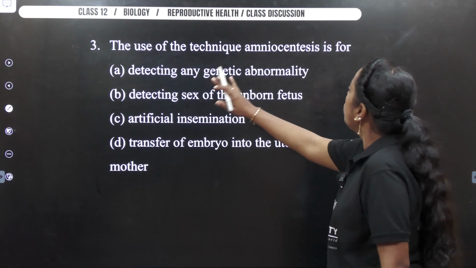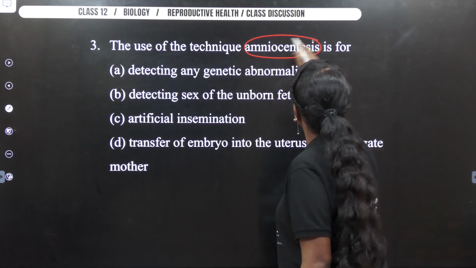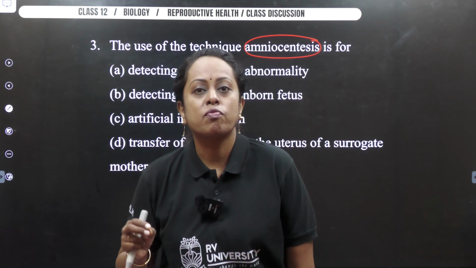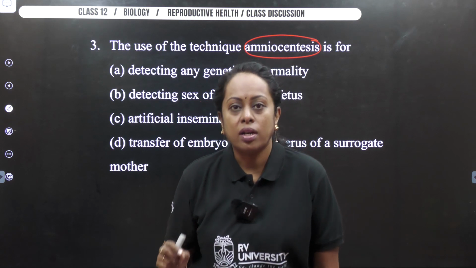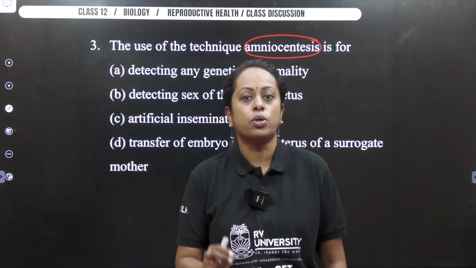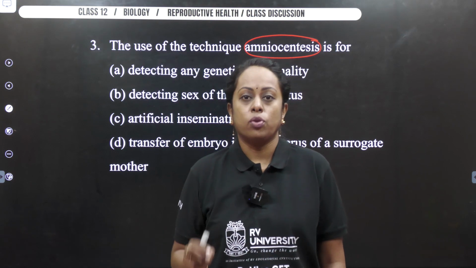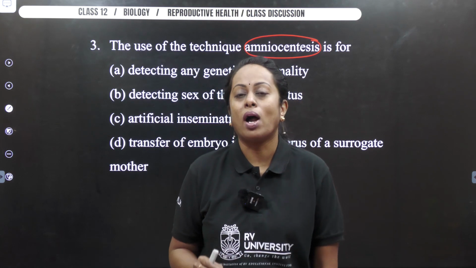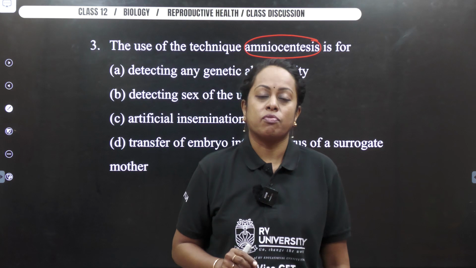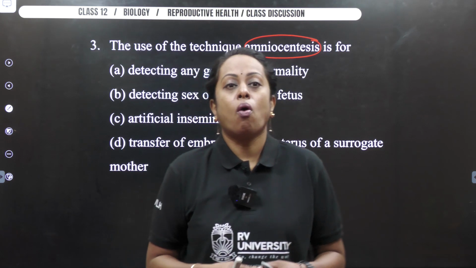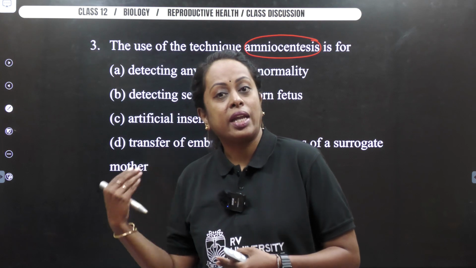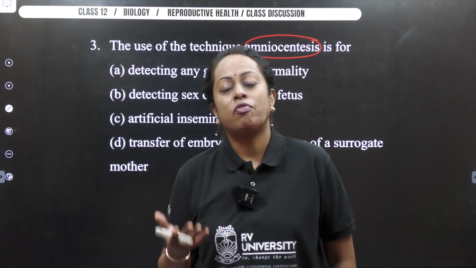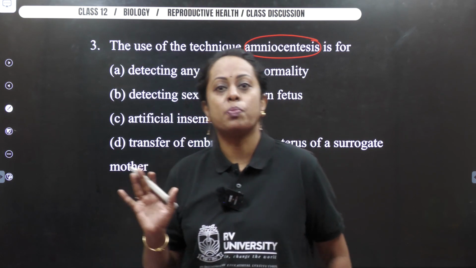Next question. The use of the technique amniocentesis. We know this technique was developed in order to study different types of genetic disorders. More than 1,500 genetic disorders can be identified by drawing the amniotic fluid, multiplying the cells in a given environment in the lab, and studying the chromosomes to understand what kind of disorder the child suffers from. But what did we do? Sex determination was done, and if it was a female, feticide became more common. Now we have put a ban on this particular technique.